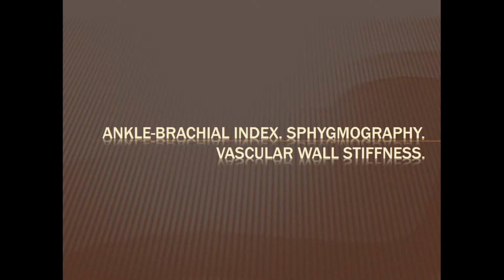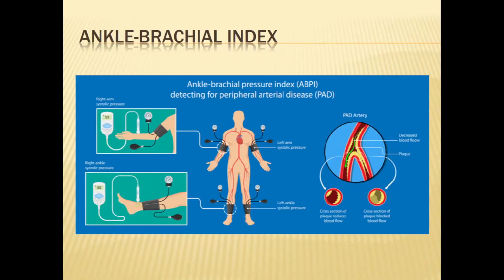Now, let us speak about vascular tone, and there are a few methods of its registration, which are called ankle brachial index and vascular wall stiffness method. Both of them are based on sphygmography. Ankle brachial index is mostly useful for diagnosis of peripheral artery disease. A very simple method, really.